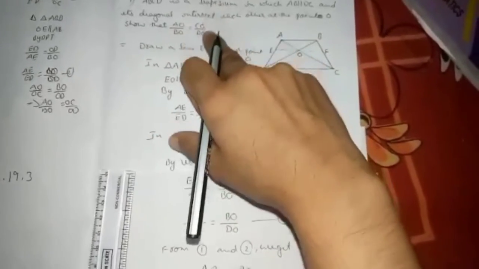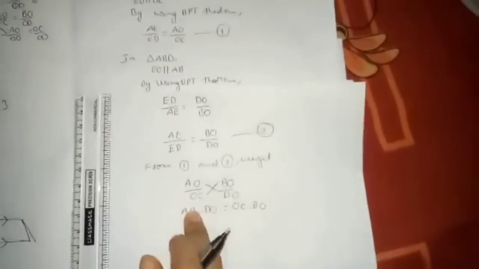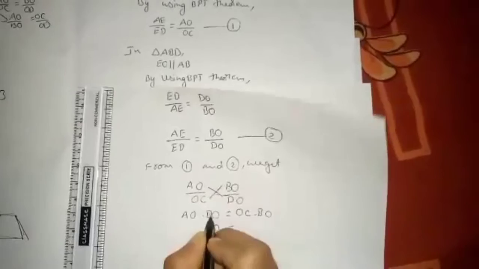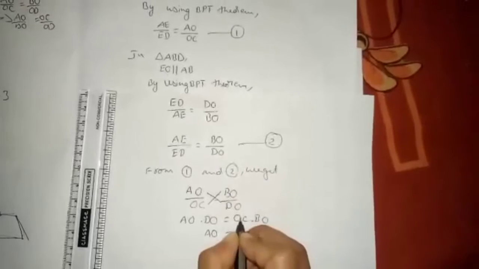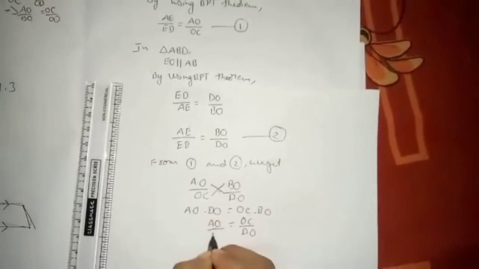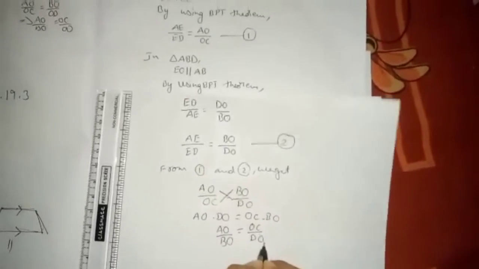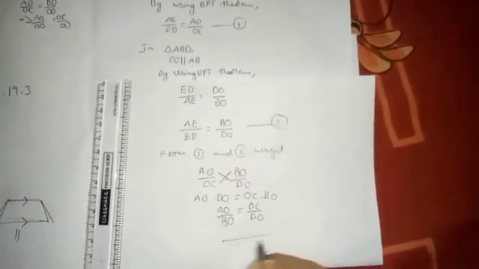We'll see what we have to prove again, and arrange accordingly. For AO by BO equal to CO by DO, AO should be in the numerator, so we write AO here, and take this to the other side, where multiplication becomes division, so DO. Here we want OC in the numerator, and this goes to the other side and becomes BO. So AO by BO is equal to OC by DO, or we can also say CO, one and the same. So hence proved.